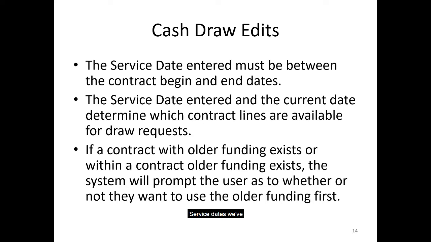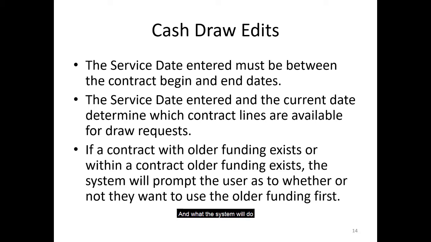Service dates, as we've talked about, need to be between the contract begin and end dates, obviously, because the service date related to the good or service when it's received needs to be within that contract period. And that service date that you enter, again, will dictate which funding lines or PO lines within your contract are available for you to initiate a draw request based on the characteristics of the underlying grant funding.